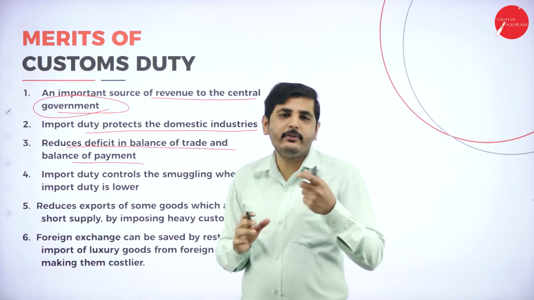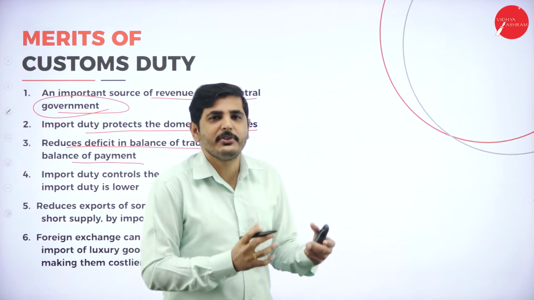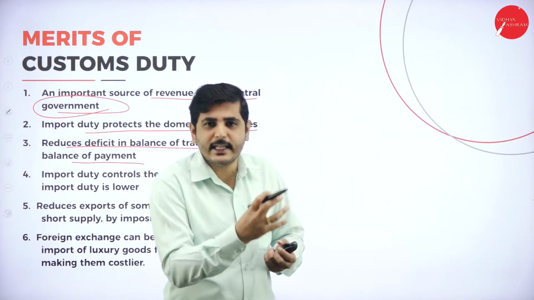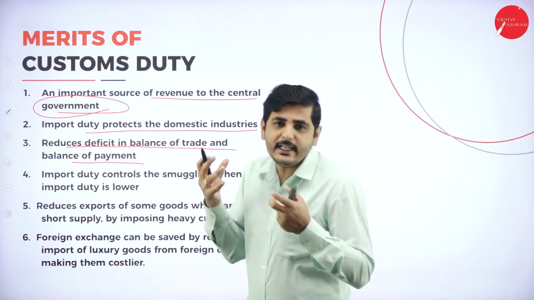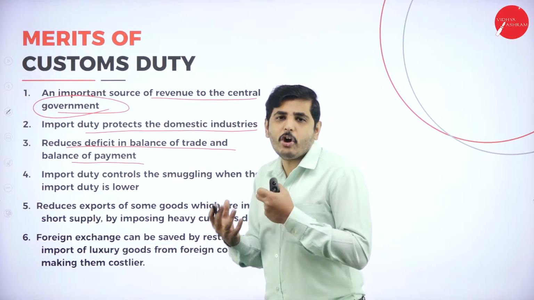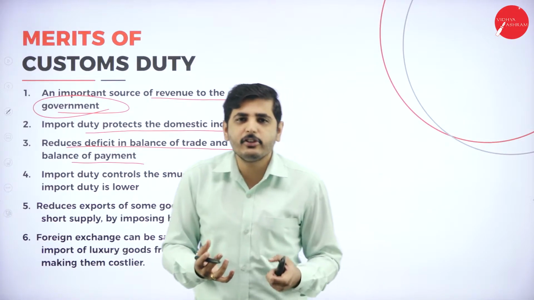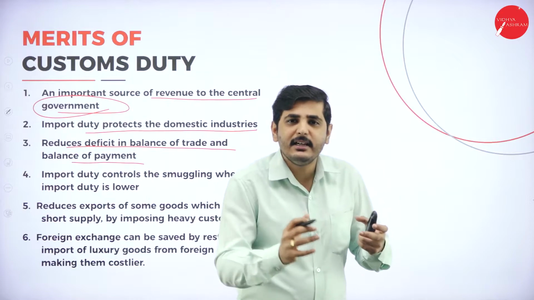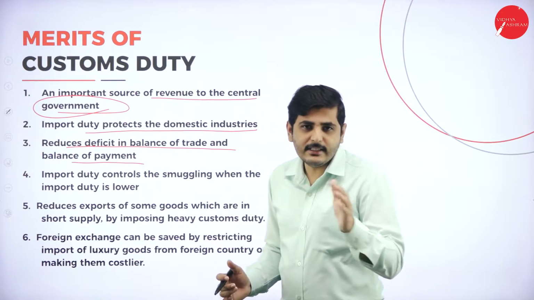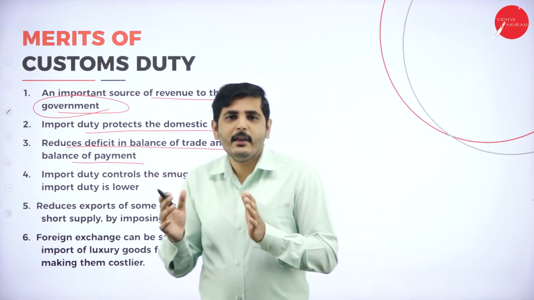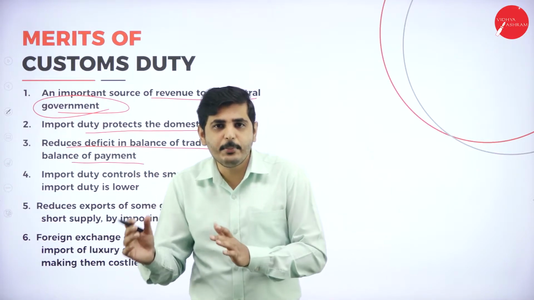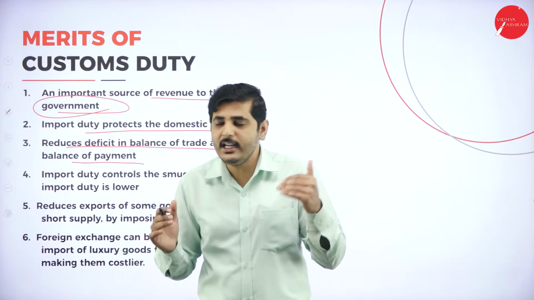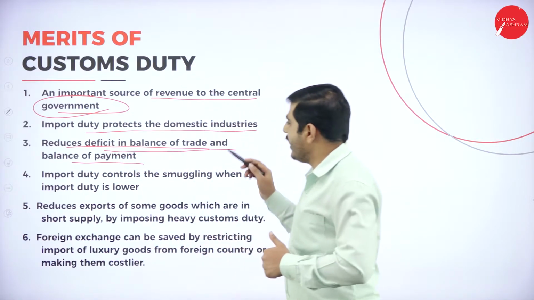Next one, reduce the deficit in balance of trade and balance of payment. When the government imposes heavy tax on import, it discourages imports. And by reducing the tax on export, the government will encourage exports. Import will decrease, export will increase. Ultimately, we can balance the balance of payment.